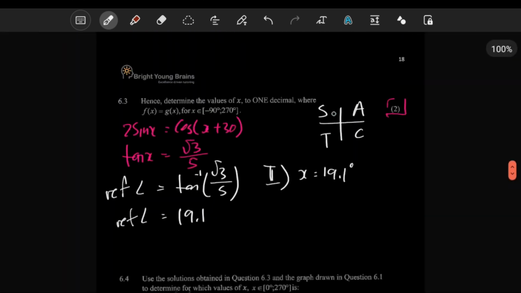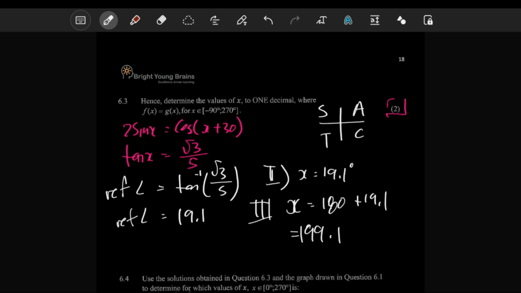Where tan is also positive is the third quadrant, which is 180 plus. So in the third quadrant, x is equal to 180 plus the reference angle. And then this is going to give you 199. Is it 199.1? Yes, it's 199.1. And then that is that.